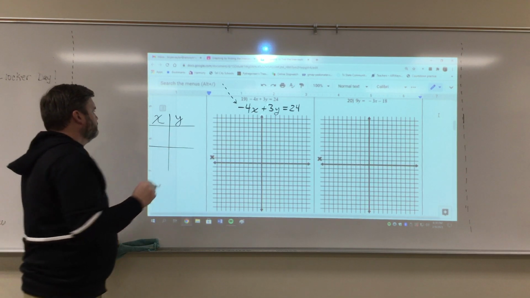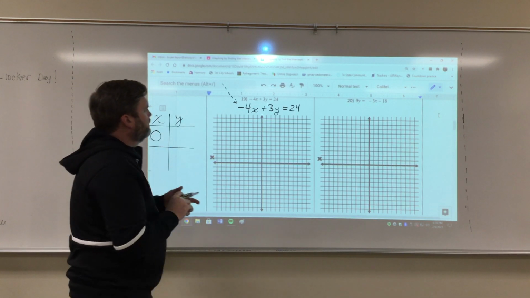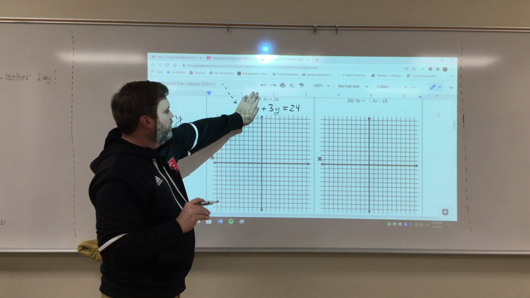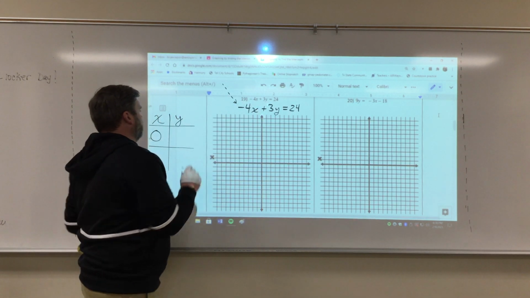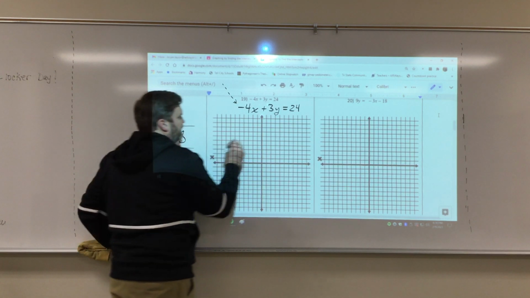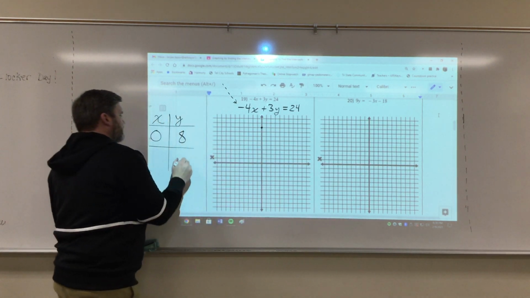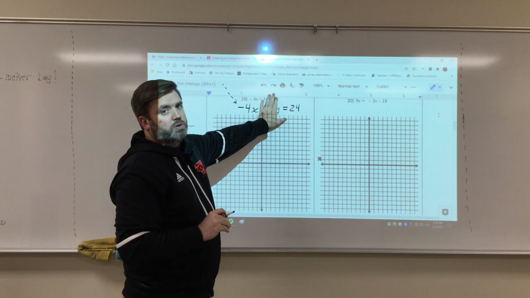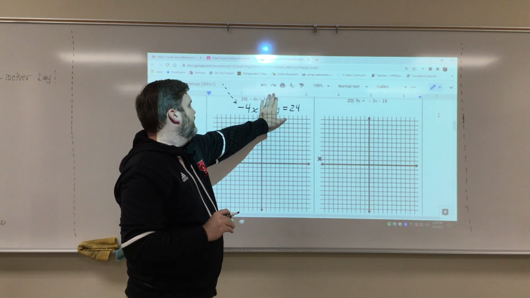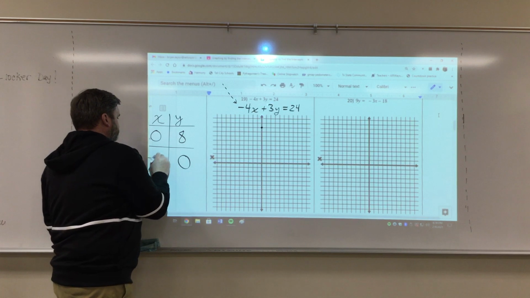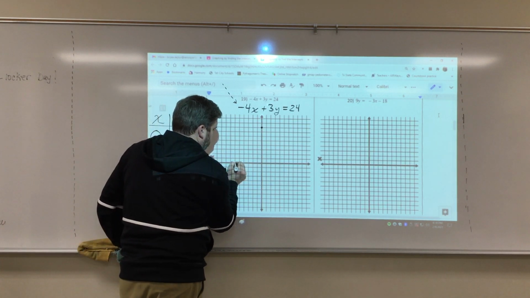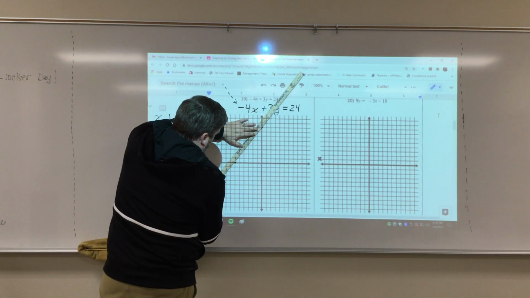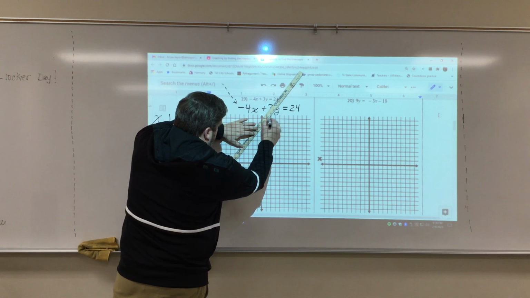So I'm going to let x be 0, so I'll cover up the x term, and I get 3y equals 24. Divide both sides by 3, and I'll get a y-intercept of 8. So that would be right there. And now I'm going to let y be 0. I'll get negative 4x equals 24. Divide both sides by negative 4. And I get x as negative 6. So there's 8, there's negative 6. So there's an x value of negative 6. And let's draw our line.